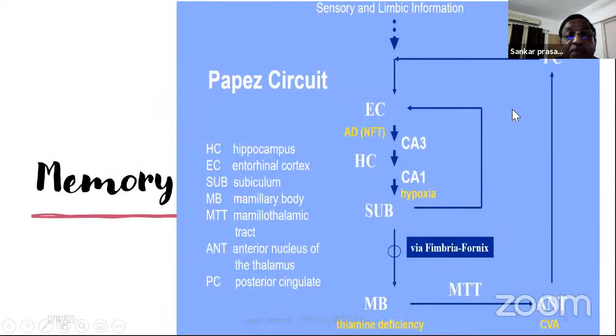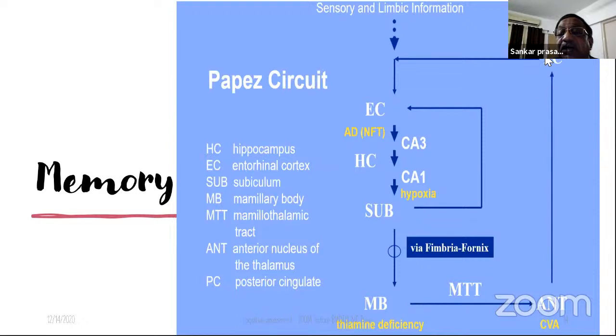And the most important is the Papez circuit. You see, the sensory and limbic information is entering the entorhinal cortex, and from there the perforant pathway to CA3, CA1, and the hippocampal formation, subiculum, then the mammillary body, the mammillothalamic tract, the anterior nucleus of thalamus, and the posterior cingulate gyrus. So this is a circuit which reverberates and helps in memorizing things, in consolidating our memory.